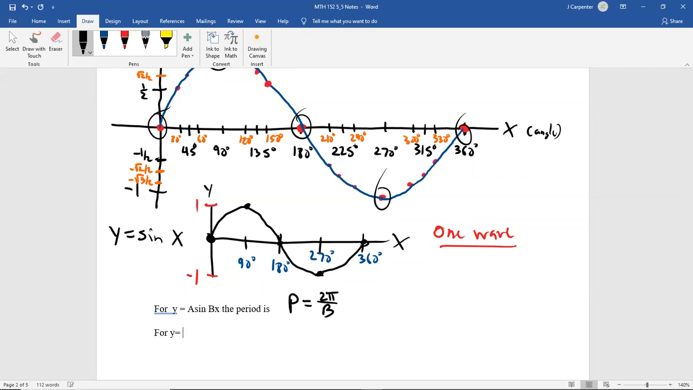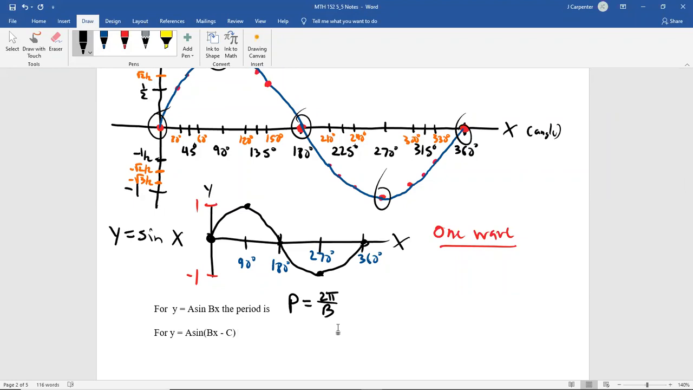For y equals A times the sine of parentheses, BX minus C. Please notice that's a minus. That is very important. So for this, the period is still 2 pi over B.